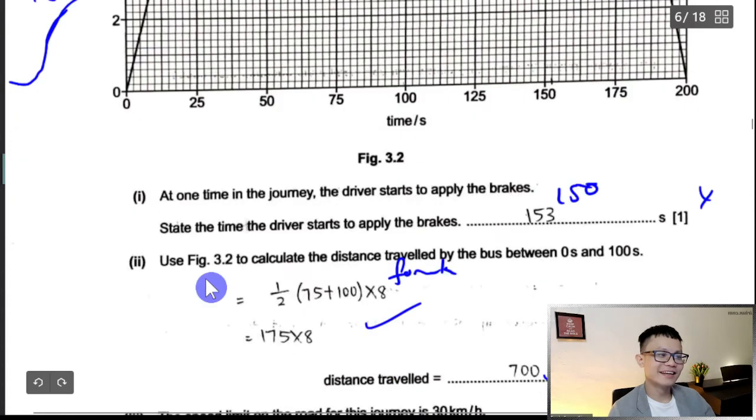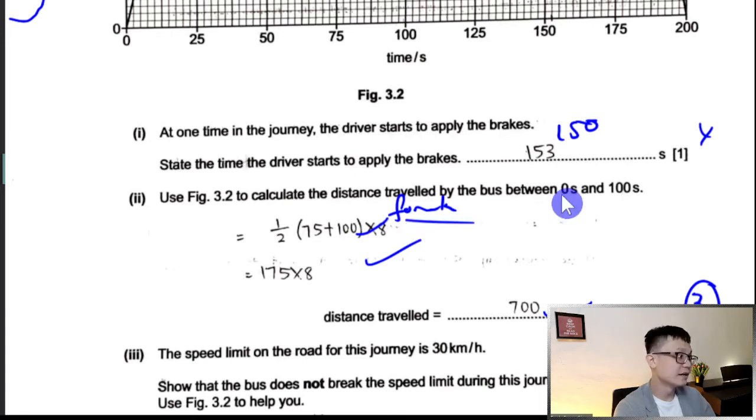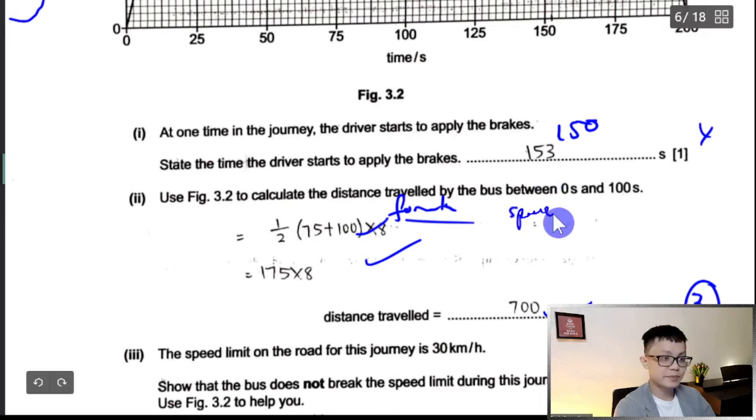Okay, figure 3.2, calculate the distance travelled. Correct. Actually it's correct lah. The formula is correct, the working is correct, the answer and the unit are correct. So it's 3 marks. And one more thing you should do: when it's 3 marks, you should write the formula. The formula is distance equals area under graph. For example, speed times time, or distance equals area under graph. Write something lah, the formula.